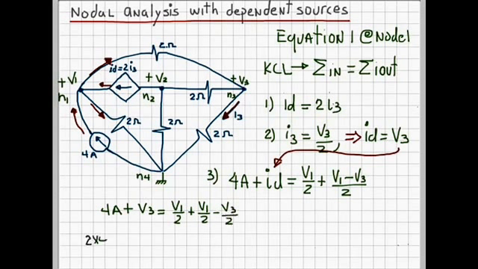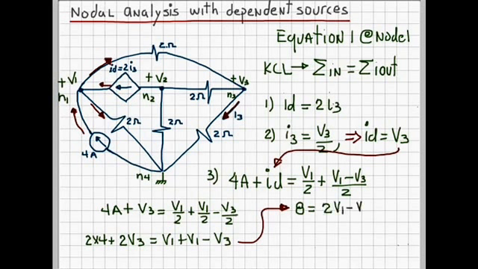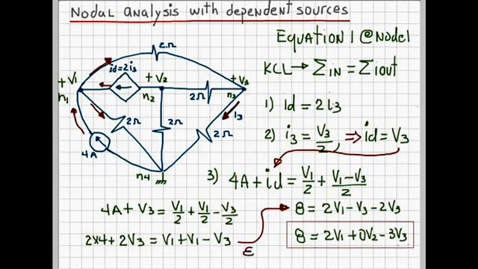That is equal to, sending 2 to the other side, 2 times 4 plus 2 V sub 3 equal to V sub 1 plus V sub 1 minus V sub 3. If we continue, that's going to be equal to 8 equal to 2 V sub 1 minus V sub 3 minus 2 V sub 3, and that's going to be equal to 8 equal to 2 V sub 1 plus 0 V sub 2 minus 3 V sub 3, and this is our equation number 1.